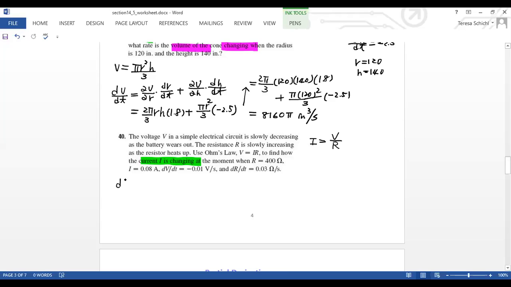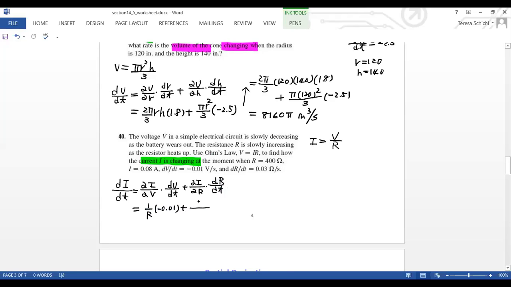So now this is dI, the current over time, so dI/dt. We do the same thing: it will be the partial derivative of I with respect to V times dV/dt, plus the partial derivative of I with respect to R times dR/dt. The current, taking the derivative with respect to V, is 1 over R. So it's 1 over R, and dV/dt is negative 0.01.